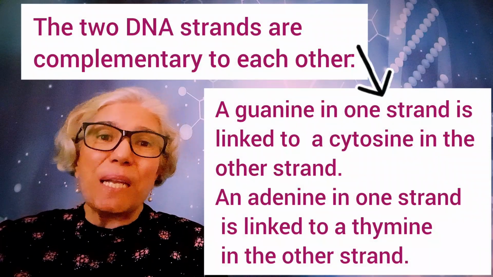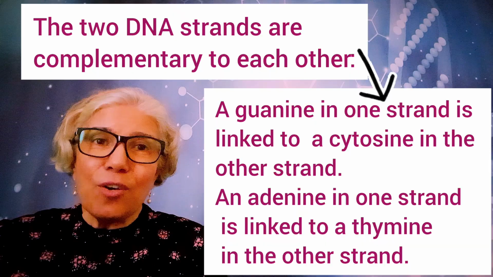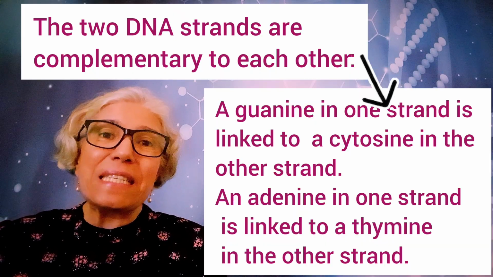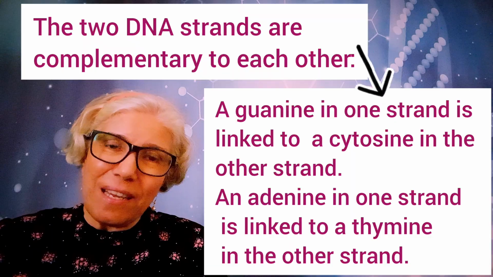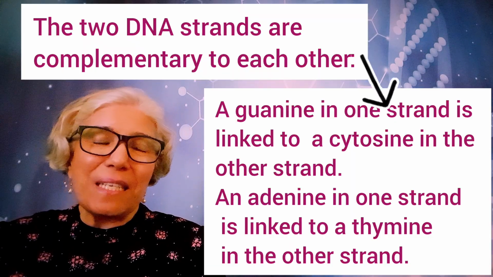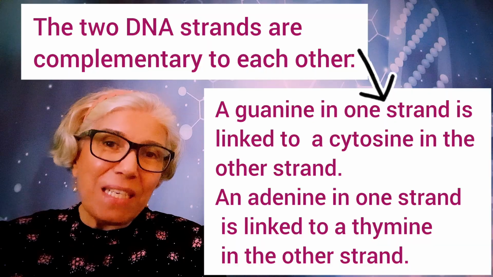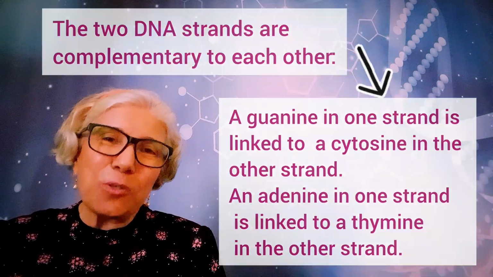The base pairing rules make the 2 strands of DNA complementary to each other, meaning a G, guanine in one strand, is linked to a C, cytosine in the other strand, and an A in one strand is linked to thymine, T, in the other strand by hydrogen bonds.